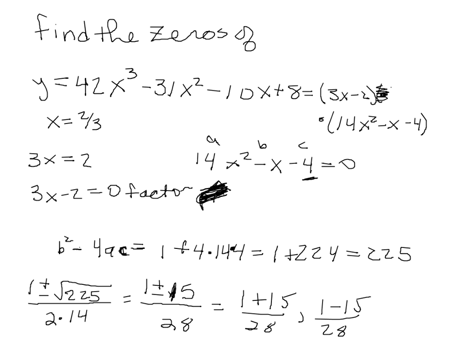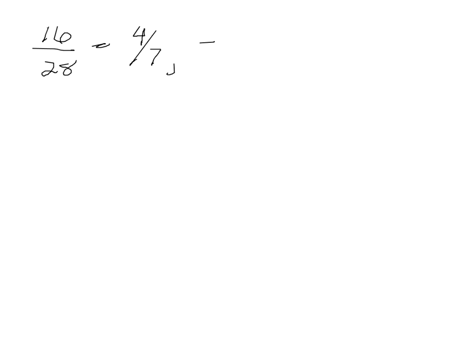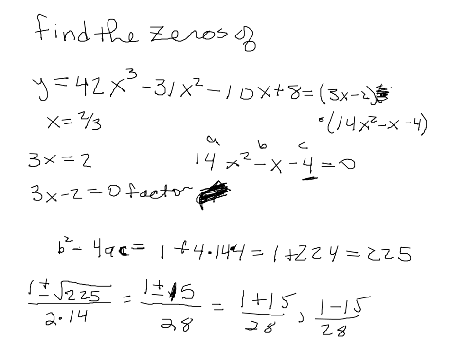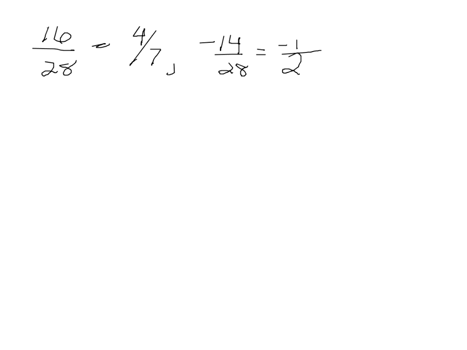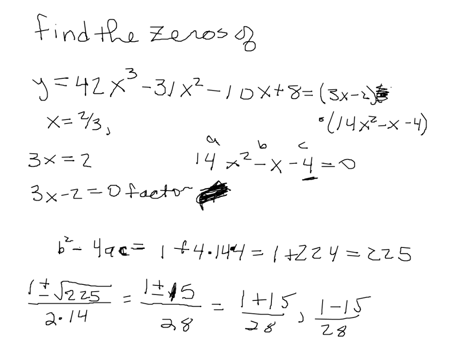And then this one, 1 minus 15 is minus 14 over 28, which equals minus 1/2. So if I'd found the 0 on the other side, I would have gotten minus 1/2. It might have been a little bit easier, but it doesn't matter which one, just start with one you can find. So my zeros are 4/7 and minus 1/2.